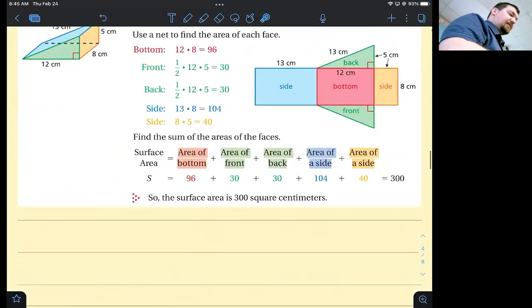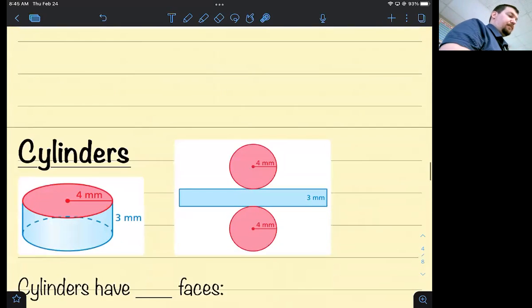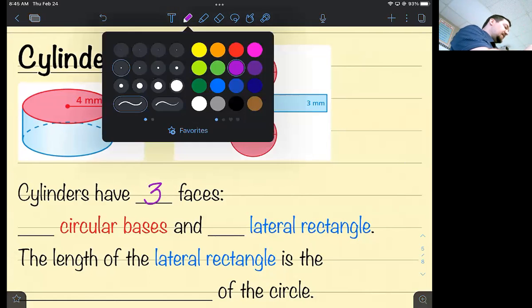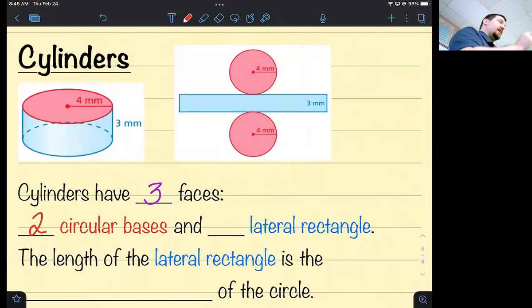The last shape we're going to look at, this will be on Monday, is a cylinder. Cylinders get their own special section because they're our newest shape and they've got circles and we just learned how to find the area of a circle. Cylinders have how many faces? 3. Fewest number of faces you can have on a prism is 3. That's a cylinder. That's because circles only have one edge, so they only have one rectangle coming off. Because it's a prism, it still has 2 circular bases. They are circles. And then you have 1 lateral rectangle.